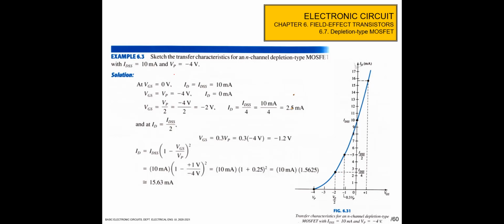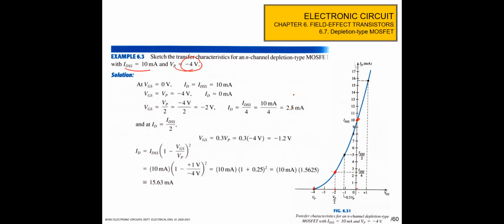Okay. So for example, sketch the transfer characteristic of an N-channel depletion type MOSFET with IDSS equal to 10 milliampere and VP is -4. For the first one, we have to put 2 points here. When the VGS equals 0, the ID is IDSS, here. And then when VGS is VP of -4, ID is equal to 0. And then VP per 2 is -2 because the VP is -4. So at -2 here, ID is IDSS per 4. So IDSS is 10, per 4 is 2.5.